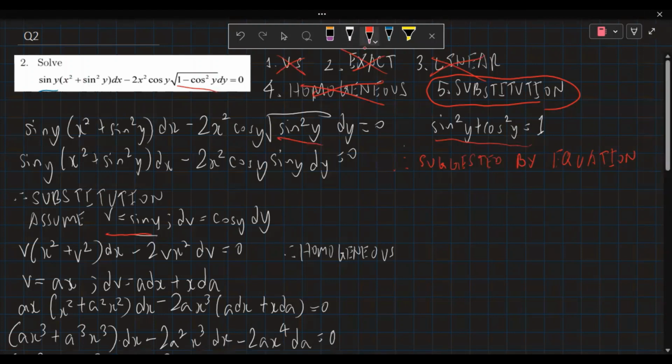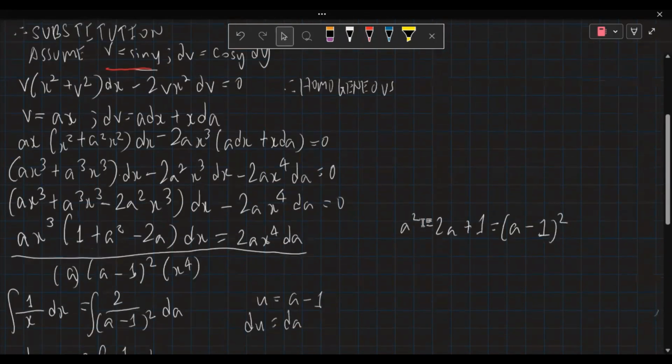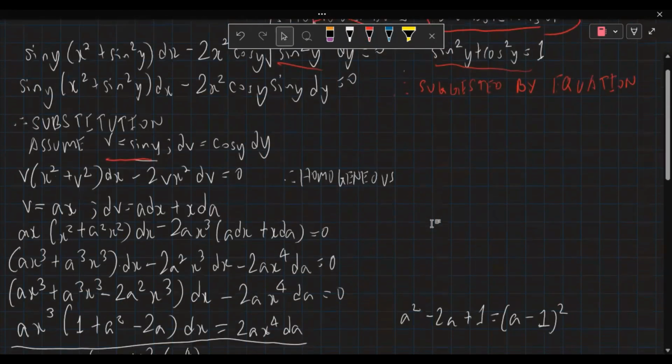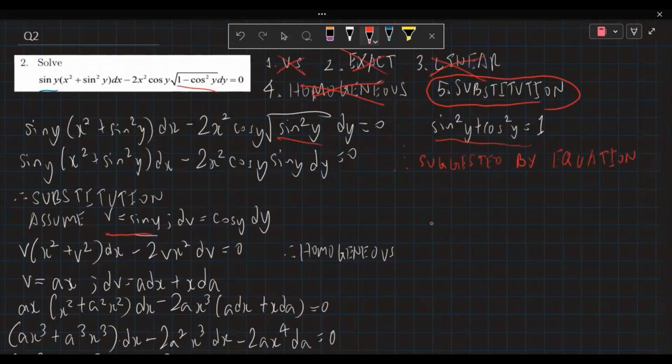Okay. Now that we have substituted accordingly, we can see that it is now a homogeneous equation. So always remember, substitution is just a step into one of these 4: VS, exact, linear, or homogeneous, so that solving becomes easier. We can see it is homogeneous. This is 1 exponent, 2 exponents, so it's 3, and then this is 3 exponents, so 1 plus 2. So homogeneous. Very nice.